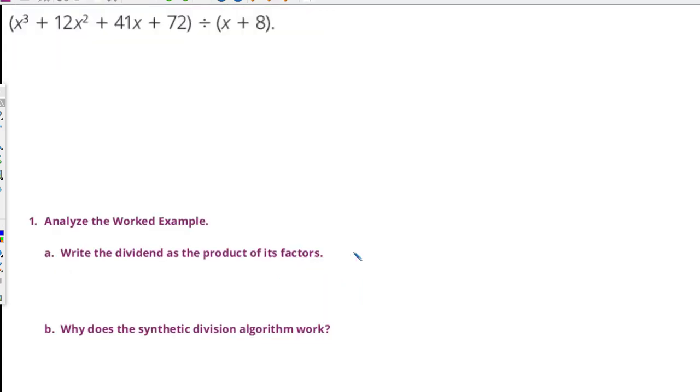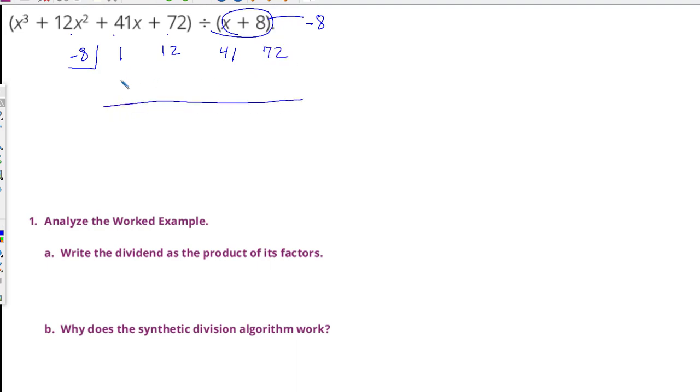And so you have to make sure there's not anything missing. So I'm going down with all my powers. You're going to do the opposite of this, and so it's going to be negative 8. So go in this corner. And now I'm going to write all my coefficients: 1, 12, 41, 72.